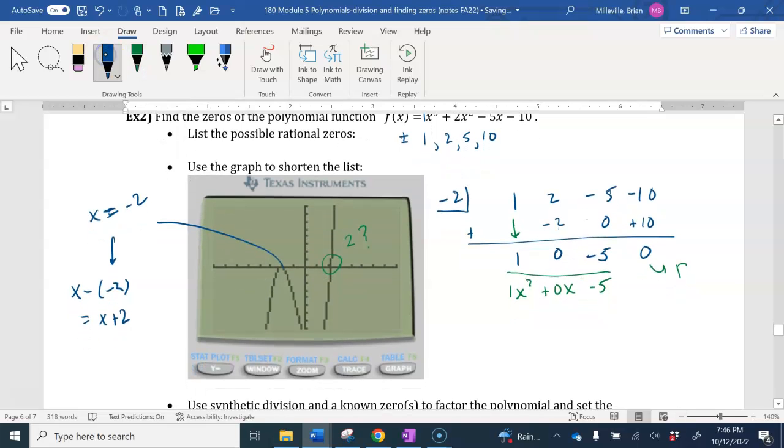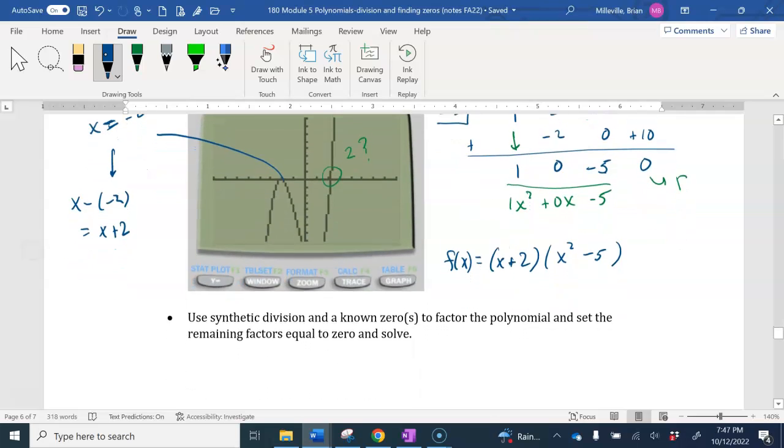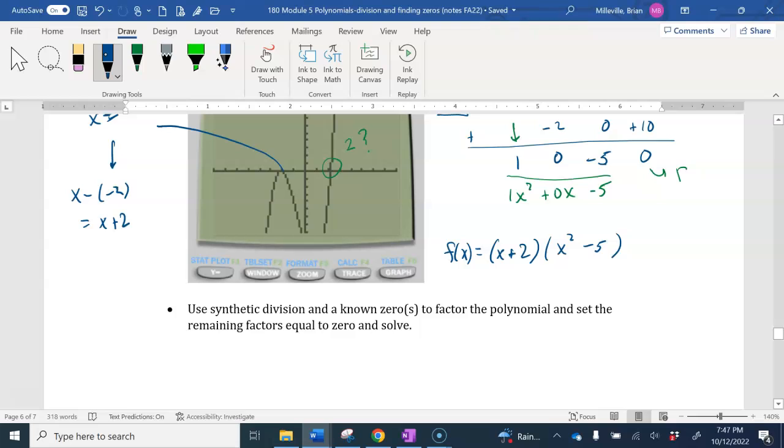Now for our purposes, we're trying to find the zeros. We're going to say that f of x is x minus negative 2, which I'm going to write as x plus 2, times what's left over. We don't have to write down 0x, we can just put x squared minus 5 here. That shows us that those other zeros aren't at 2. If it were x squared minus 4, then 2 would be a 0. To find the remaining zeros, we set each factor equal to 0.